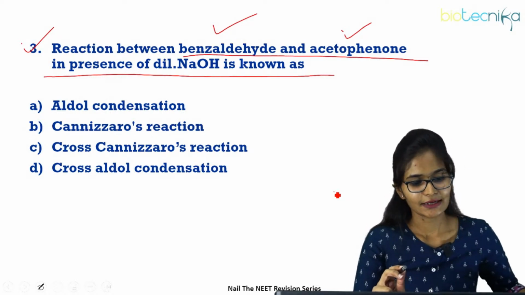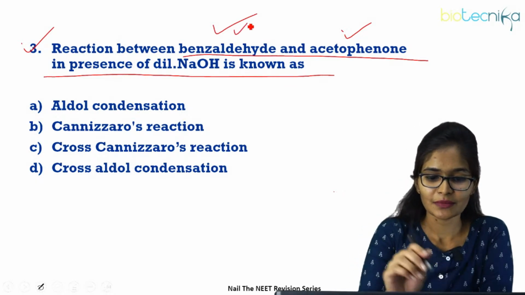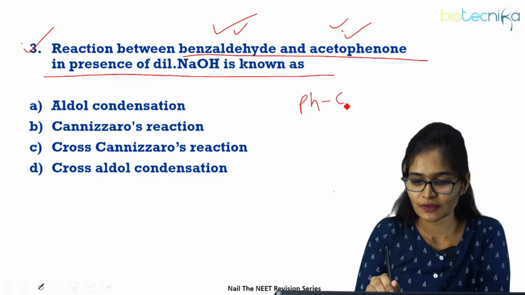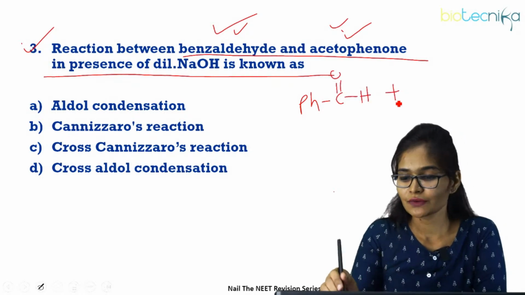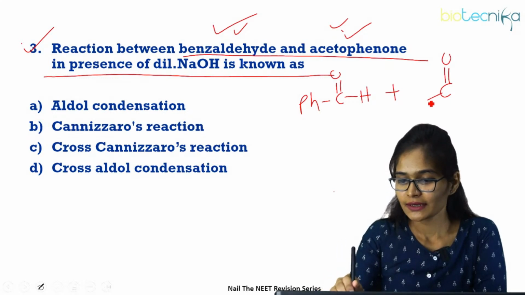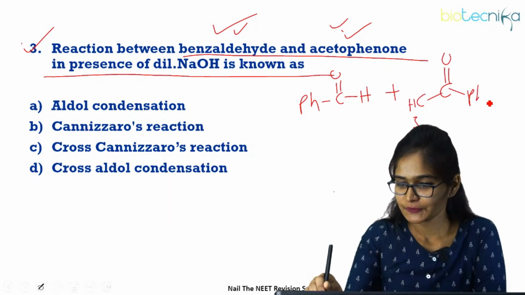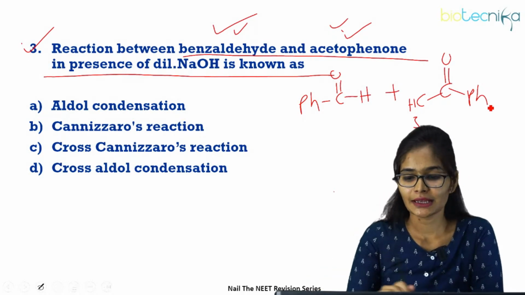Okay, let's see. What reactants have they given? They have given benzaldehyde and acetophenone. Benzaldehyde I will consider as PhCHO. Along with that, you are treating with acetophenone, so I will consider C=O with CH3 on one side and Ph on the other side. So this is acetophenone and this is benzaldehyde.